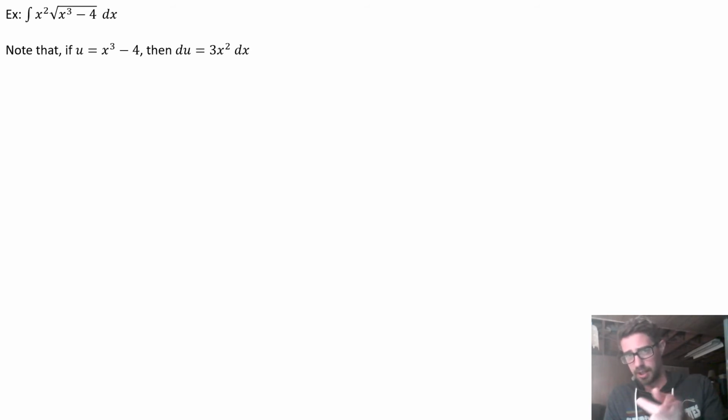But how would you rearrange that? Just think of du equals 3x squared dx as an equation. It is. And just think, okay, if I move that 3 to the other side, I have exactly what I want. I have x squared dx, the entire rest of the integral, equals 1/3 du. So I'm just going to have a 1/3 in my thing that I integrate.